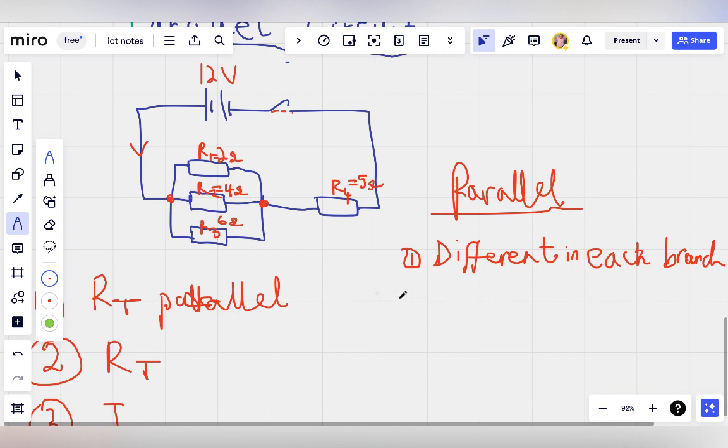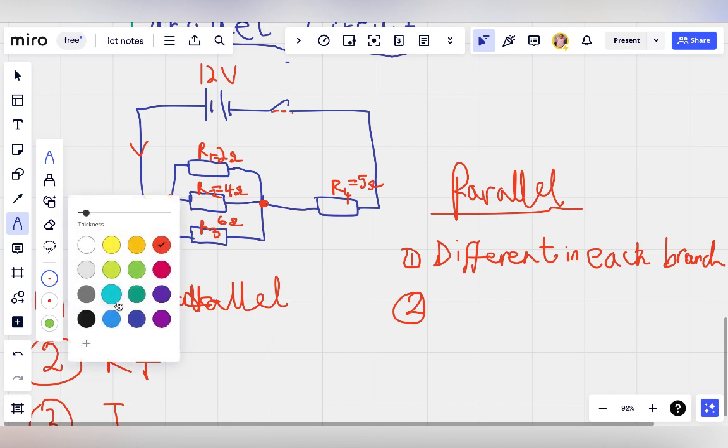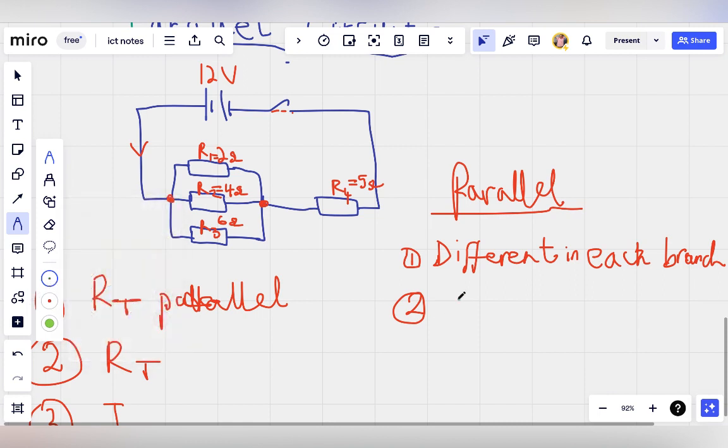Then number 2: same voltage. All these R1, R2, R3 have the same voltage. In parallel, same voltage. Remember, in series, different voltages. These 3 that are seated on top of each other are in parallel. In series, same current but different voltages; in parallel, different current but same voltage.